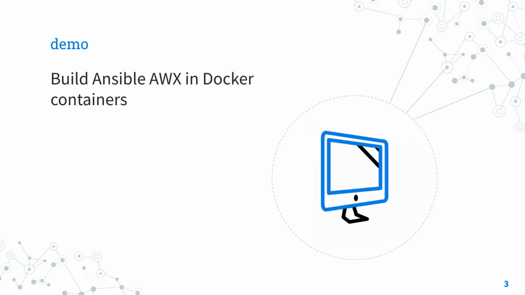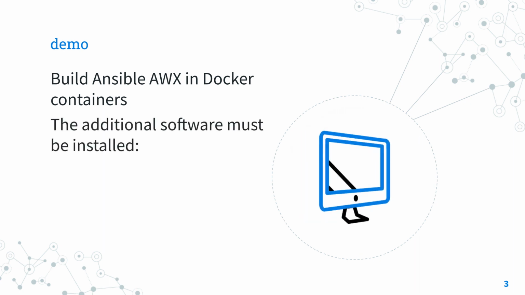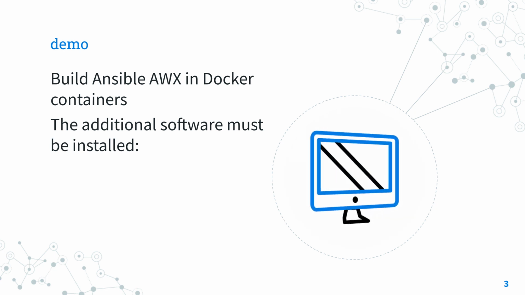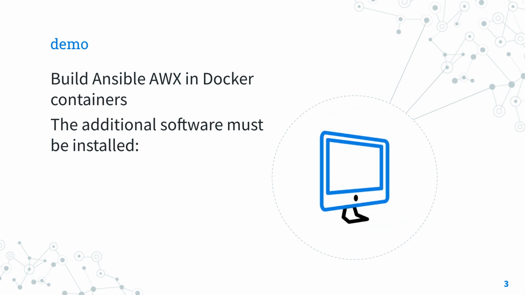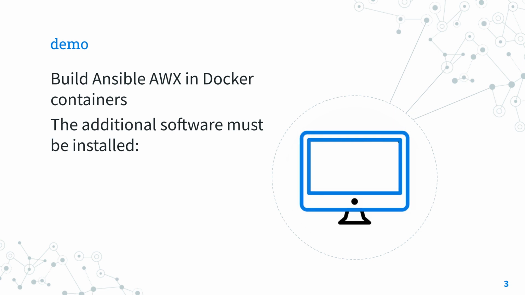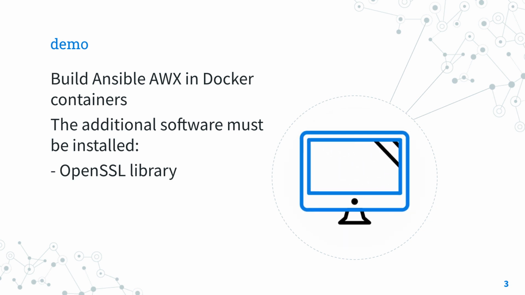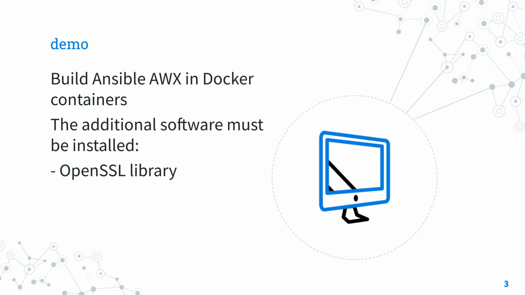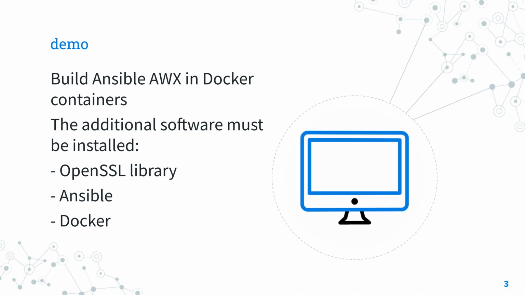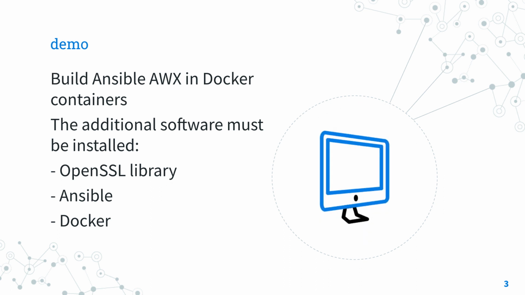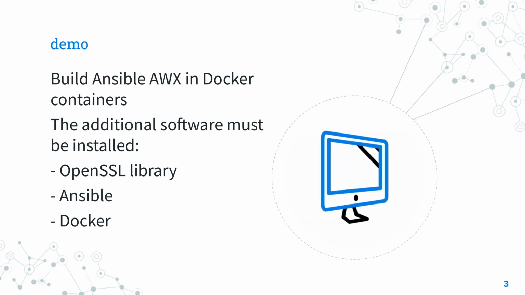How to build Ansible AWX in Docker containers. I'm going to show you how to build the latest AWX, Ansible AWX, in the latest Fedora using Docker containers and the latest receptor image. The additional software must be installed: the OpenSSL library, well, every modern system has OpenSSL, Ansible, wow, seems a great requirement, and Docker. We need Docker to run a container. Ready to go? See you inside on the terminal.